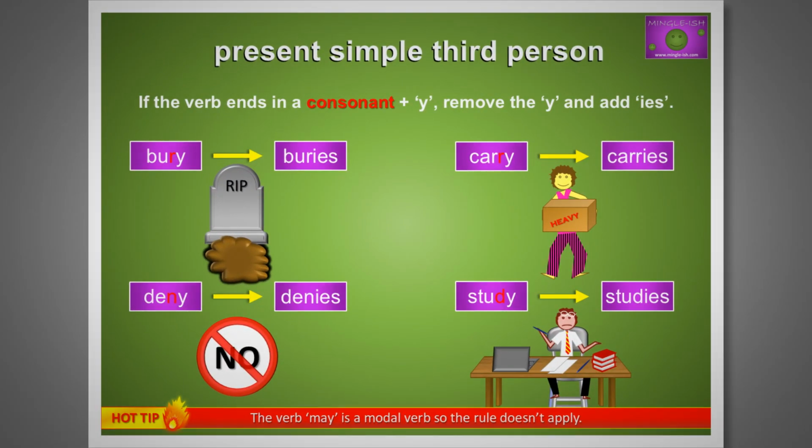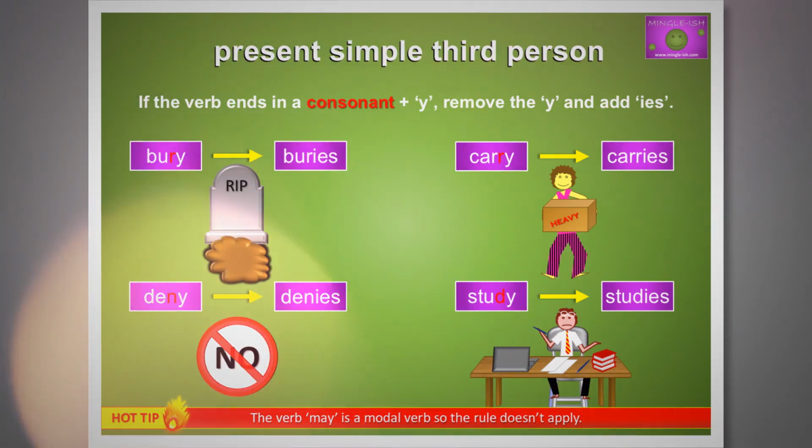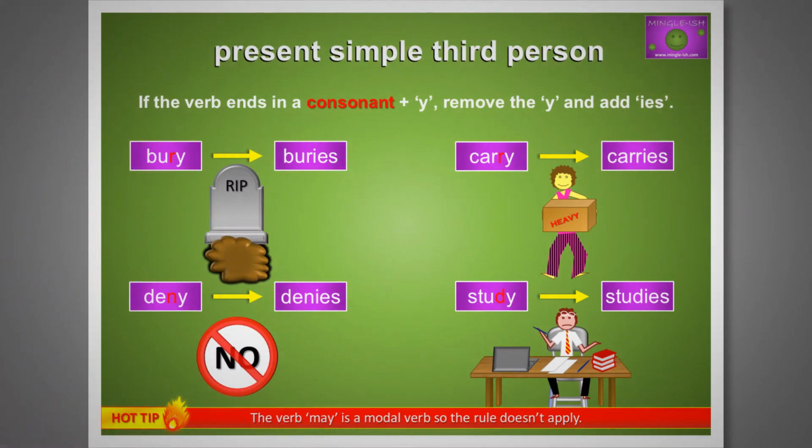If the verb ends in consonant plus a Y, remove the Y and add IES. For example, berries, carries, denies, and studies. The verb may is a modal verb, so this rule doesn't apply.